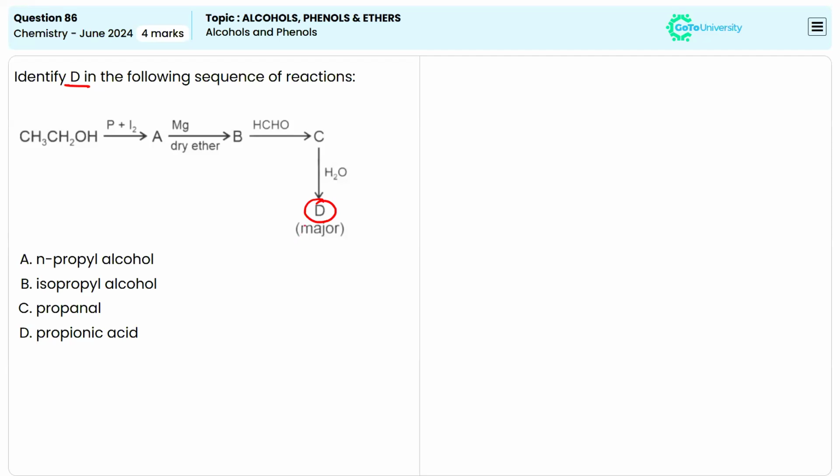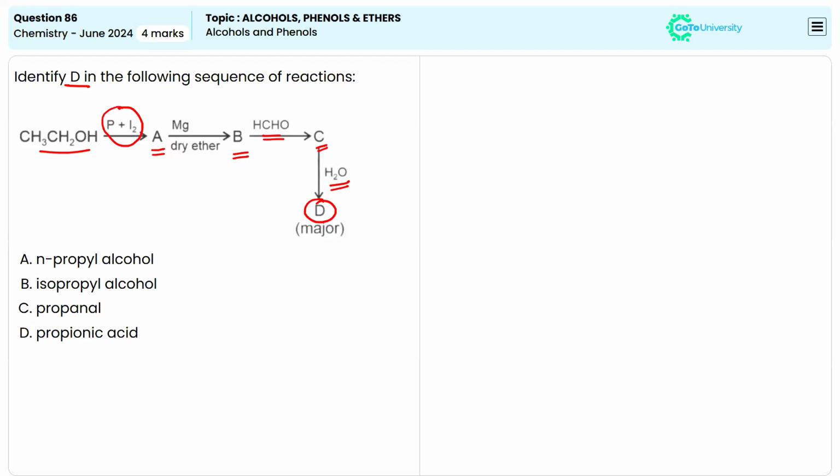Here we are starting from ethanol, CH3CH2OH, and this ethanol is reacting with phosphorus and iodine, converting into some product A, and this A is reacting with magnesium and dry ether and producing the product B, and this B is reacting with methanaldehyde and producing C, and C is undergoing a reaction with water and producing D. So first of all, we have to know the entire reaction. Then only we can find out what is the final product, right?